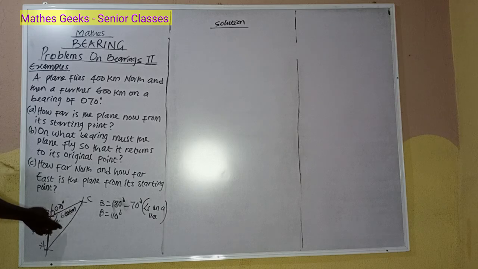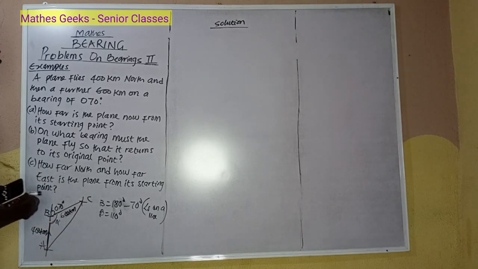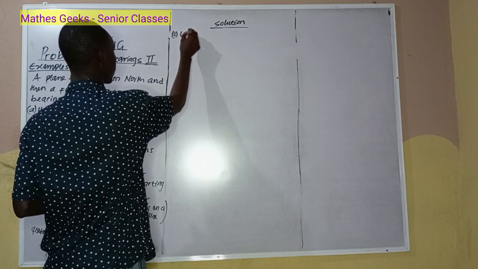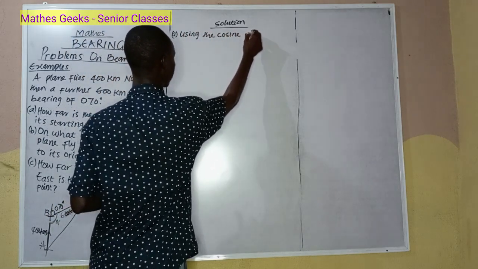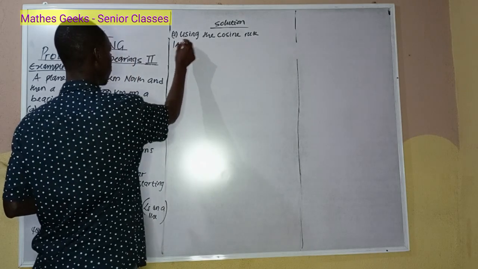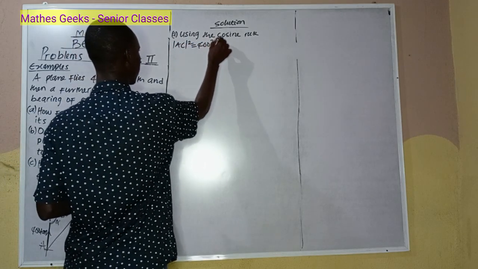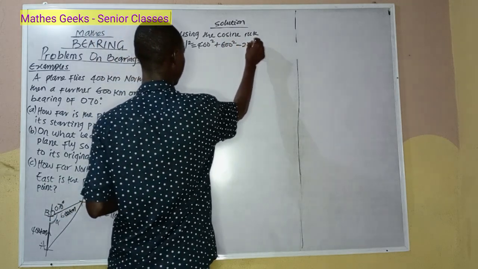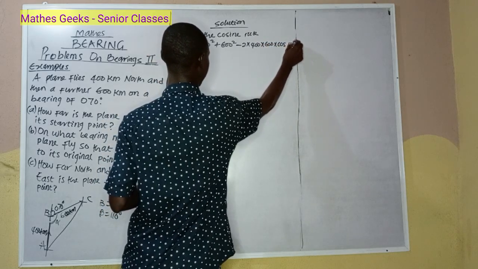So now we have an included angle and two given sides. We're going to use the cosine rule to find the distance from A, the starting point of the plane, to the final destination of the plane. Using the cosine rule, line AC squared is equal to 400 squared plus 600 squared minus 2 times 400 times 600 times cos 110 degrees.